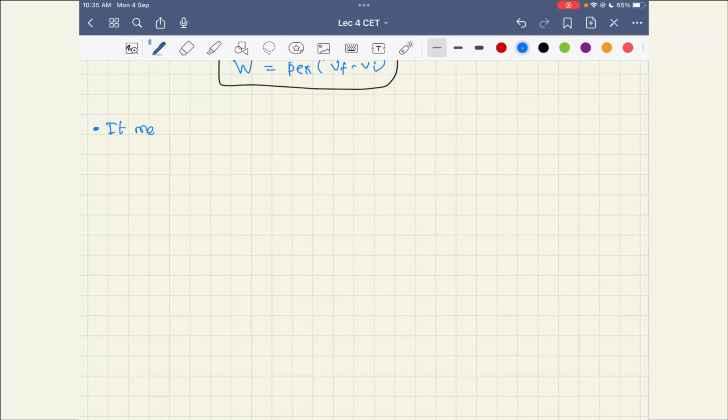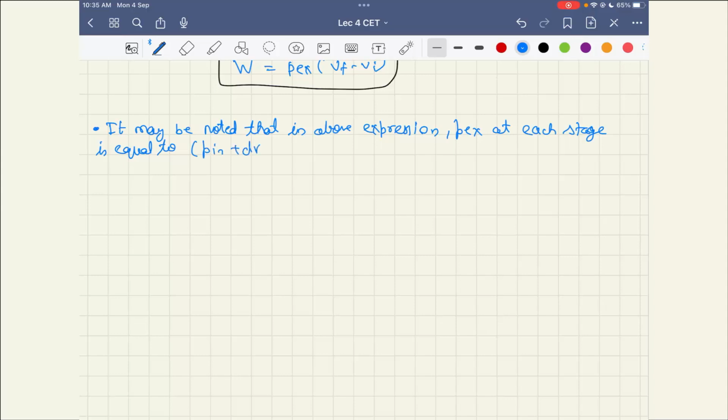So, it may be noted that in the above expression, P external at each stage is equal to P in plus dP in case of compression, right?